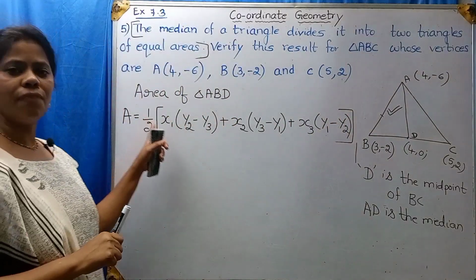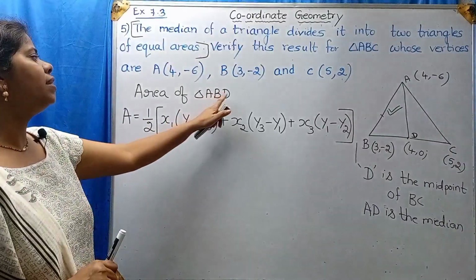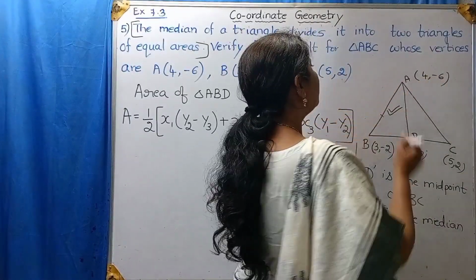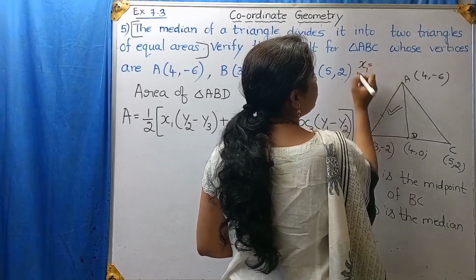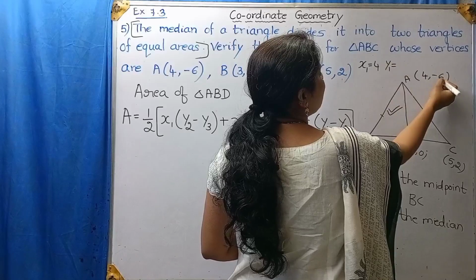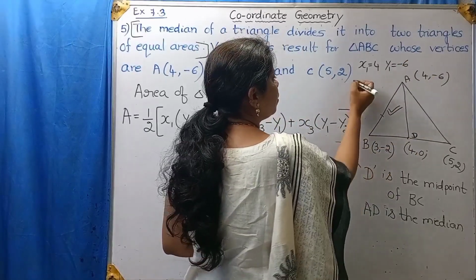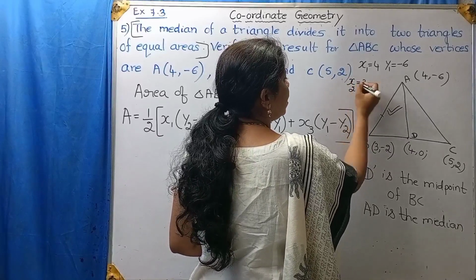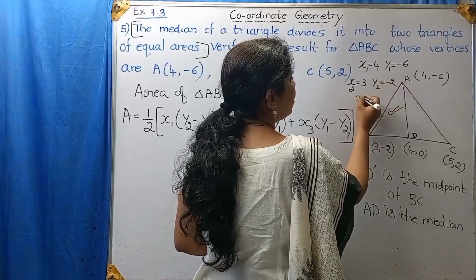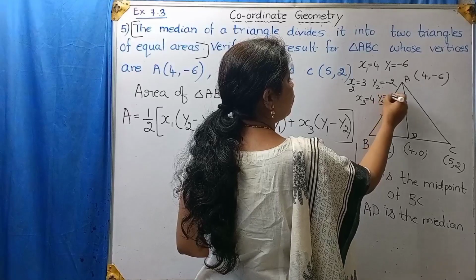Now let us substitute the values of x1 y1, x2 y2 and x3 y3. A, B, D. The coordinate of A is (4, -6). Therefore, x1 is 4 and y1 is -6. Then x2 is 3 and y2 is -2. x3 is 4 and y3 is 0.